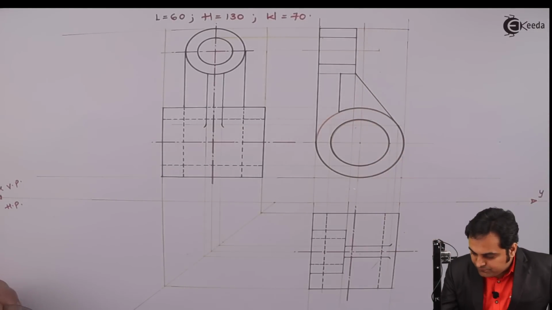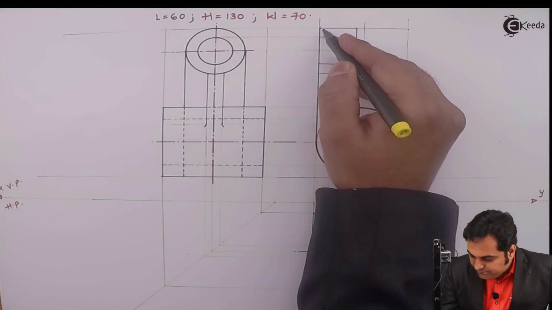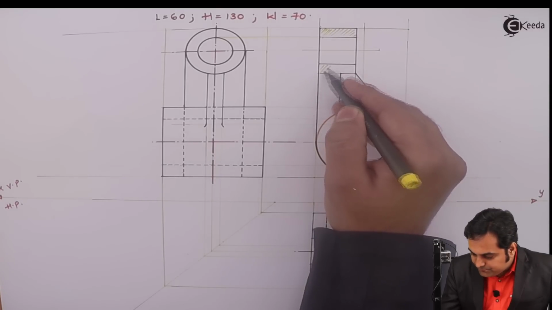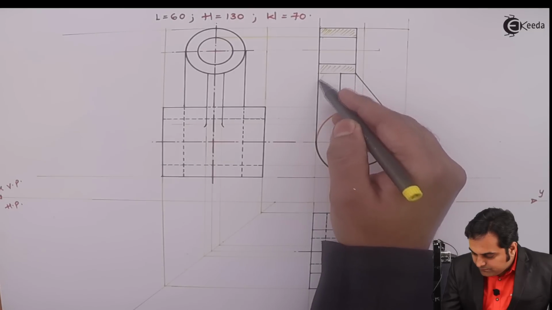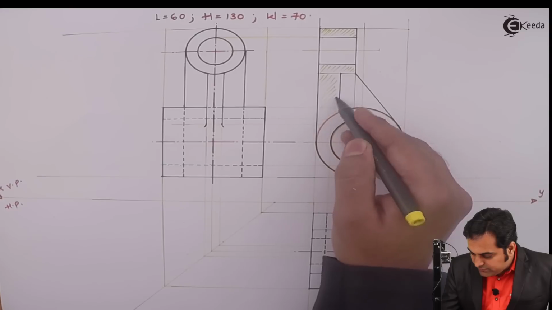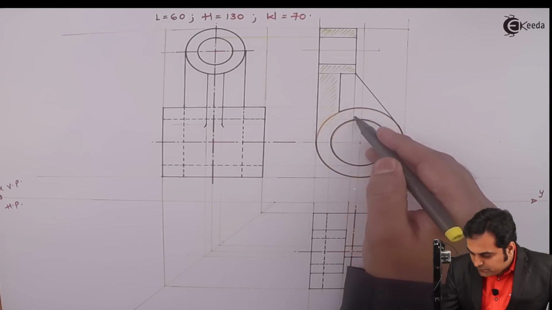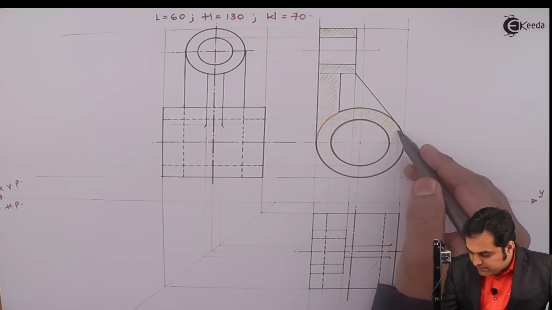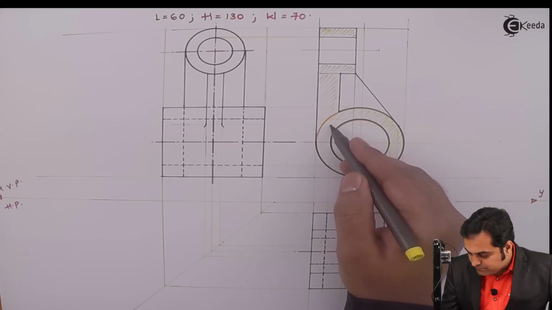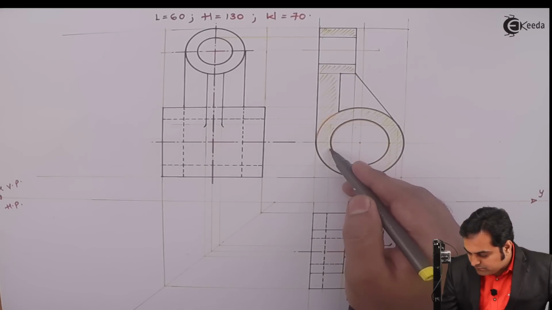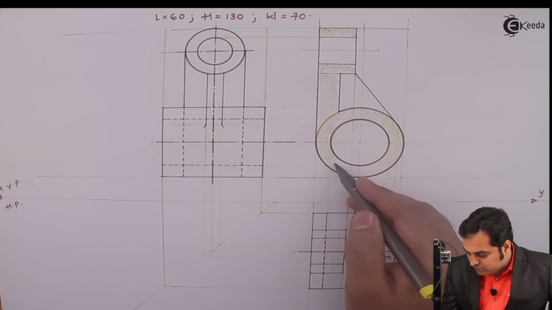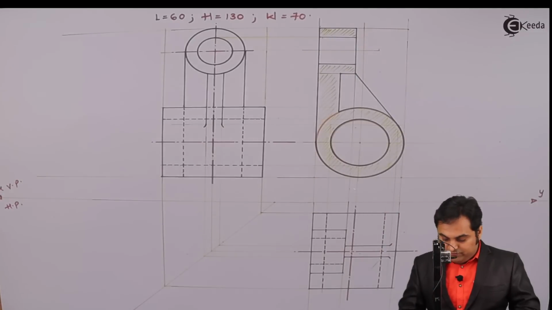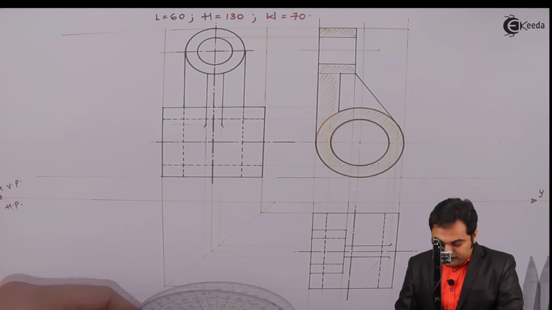That is, here I am shading. In this region sectioning will be there, in this region, here as well, inside this circular part. These are the shaded region inside which I would be doing the sectioning, because the object has been cut. So this is the shaded region inside which the sectioning should be done, and for that I'll require an angle of 45 degree.